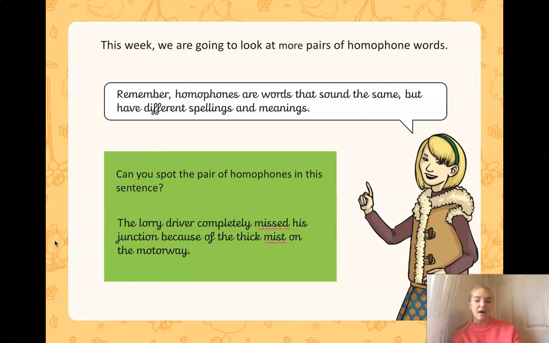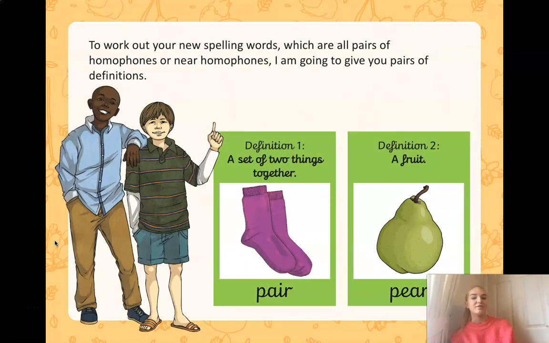Now today, I am going to introduce you to some of our spelling words. These are all pairs of homophones or near homophones. And I'm going to give you two definitions. Now, the first one is done for you, but the others won't be done for you. So my definition one is a set of two things together.